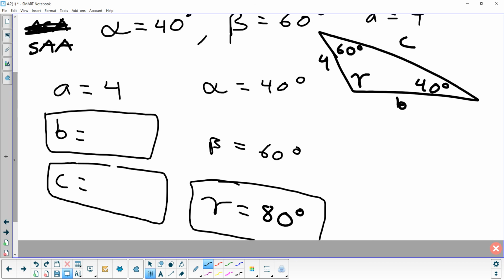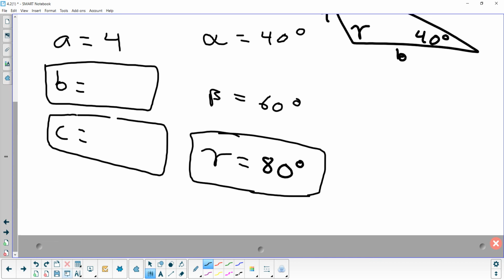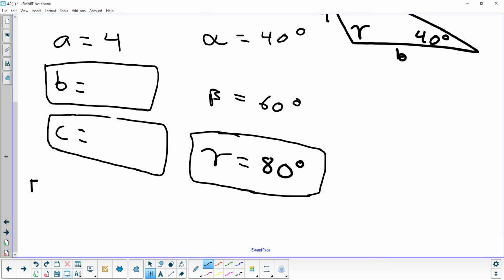All right, so that's gamma. Now let's find B. At this point, you have an option. You could do B or you could do C. It's going to be almost the same exact steps repeated, right?